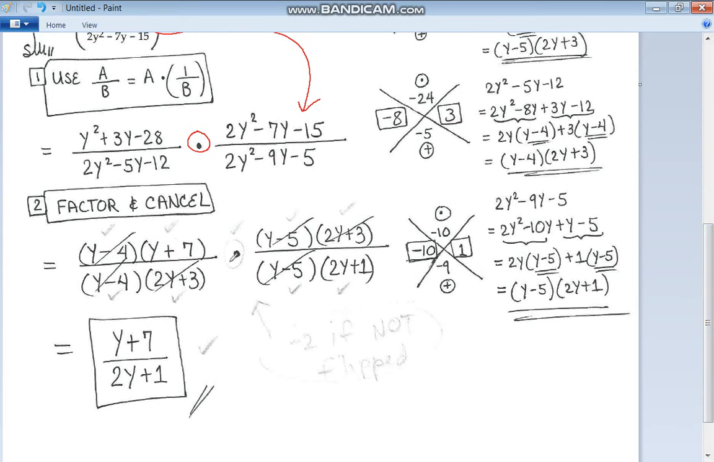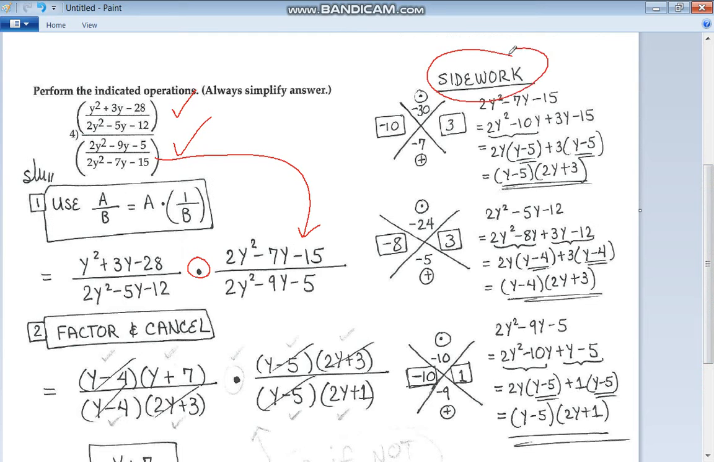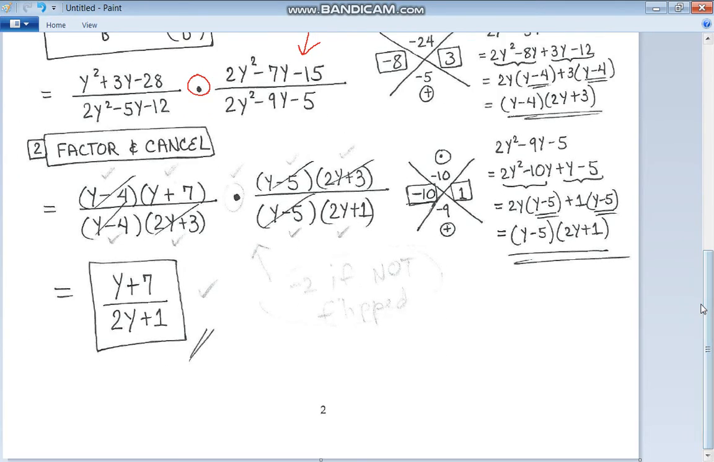Now I factor each of the fractions and I cancel as much as I can, and I get y plus 7 over 2y plus 1. On the side I just showed you all of the side work that I did. Let's move on to the next question.